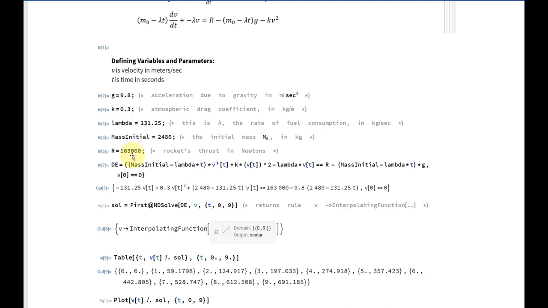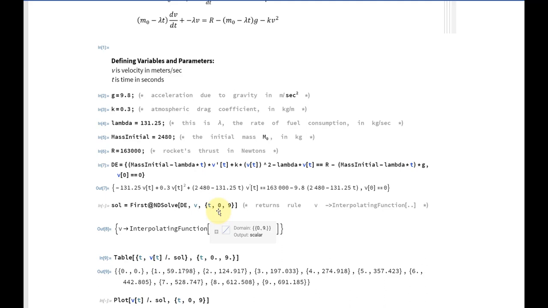Now I've typed in the differential equation into, this is Mathematica code, and it's spitting back how it interpreted that equation with an initial condition that the velocity at time zero is zero. And I want to store the solution to that differential equation. I'm solving for v, the velocity. I'm going to store it in this variable SOL for solution, and it's computing a value on the interval from 0 to 9.